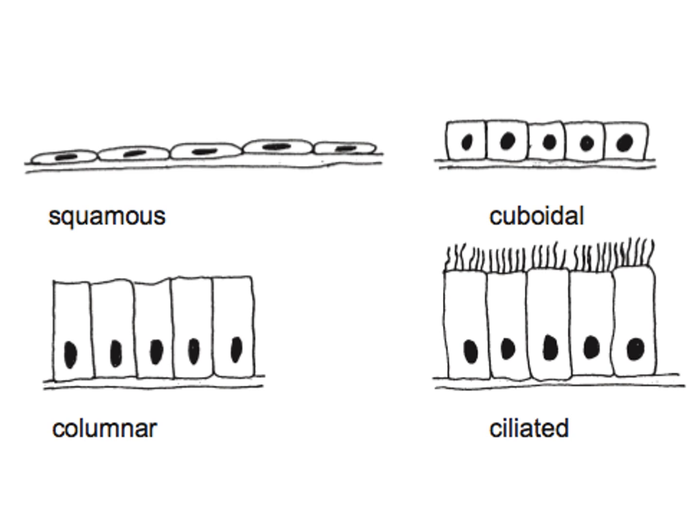Now, cuboidal cells are cube-shaped cells, and they're found in structures like nephrons and various endocrine glands. So cuboidal, cube-shaped. Columnar cells are rectangular or column-shaped cells. And these line structures such as the gastrointestinal tract or the respiratory tract.